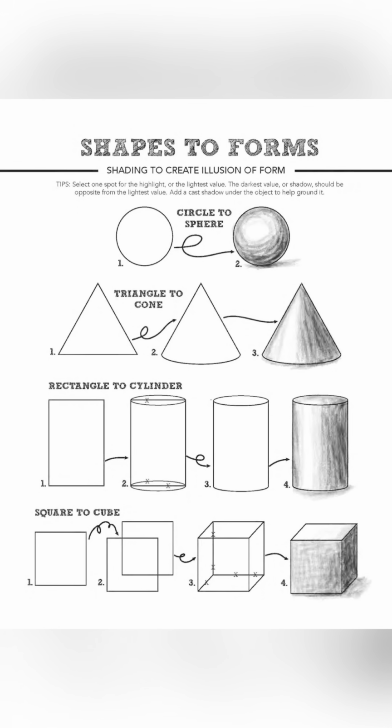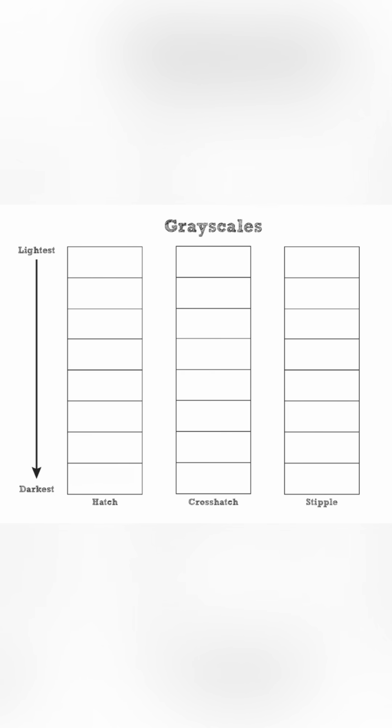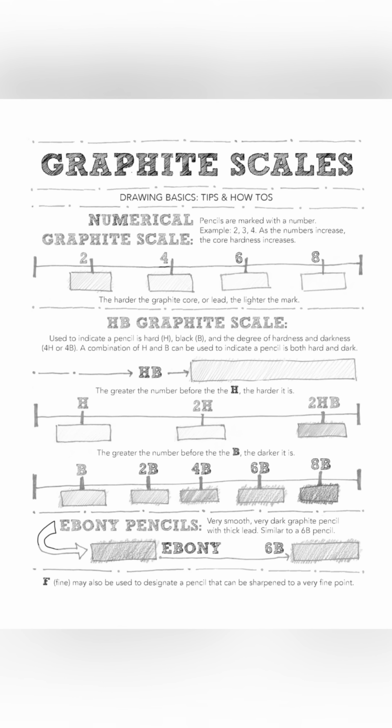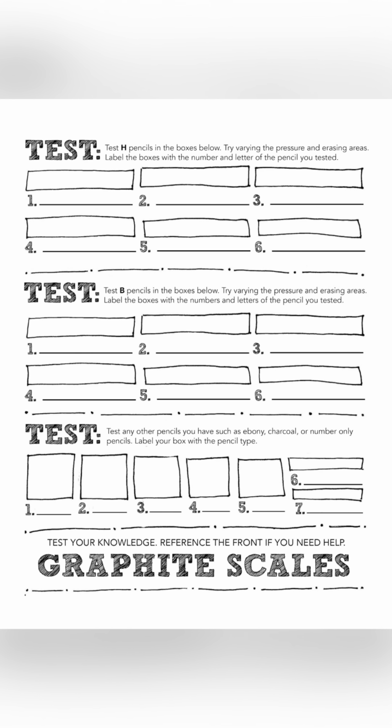In my intro-level art classes, we always start with really quick, fast shape and value activities. These include handouts on how to turn a shape into a form using value, creating grayscales, and testing out different types of pencils using graphite scales. Once we have some practice and some sketchbook practice, we begin on our first value-focused project.